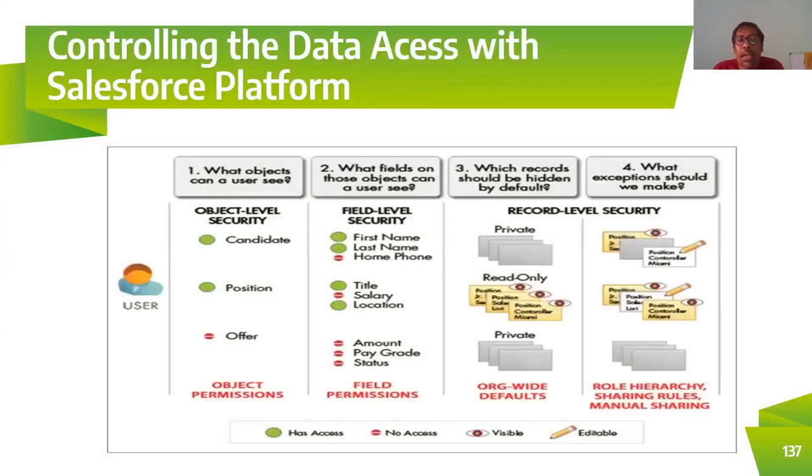So controlling data access with the Salesforce platform: what object can a user see? That comes under object level security. Already I told you application level security is classified into three types: object level security, field level security, and record level security. Now we are going to discuss object level security. What object can the user see?